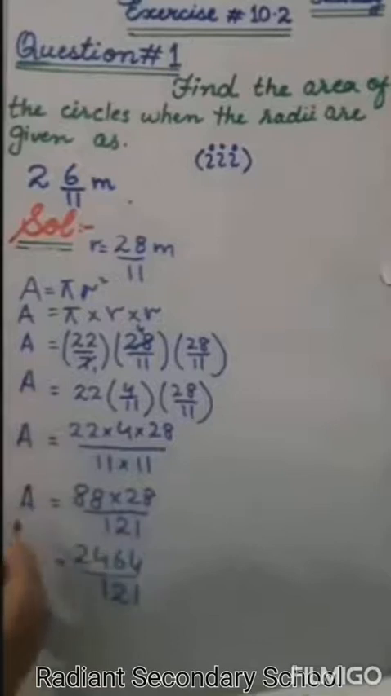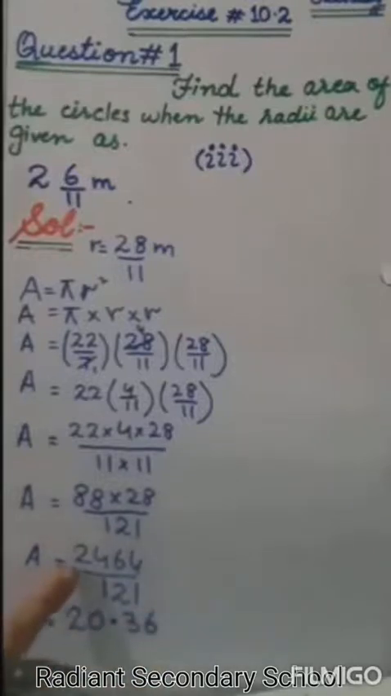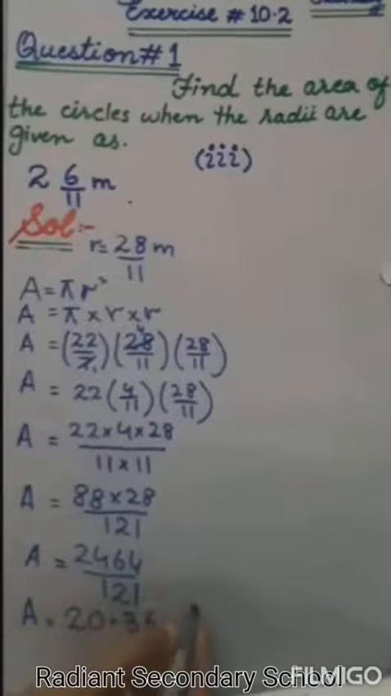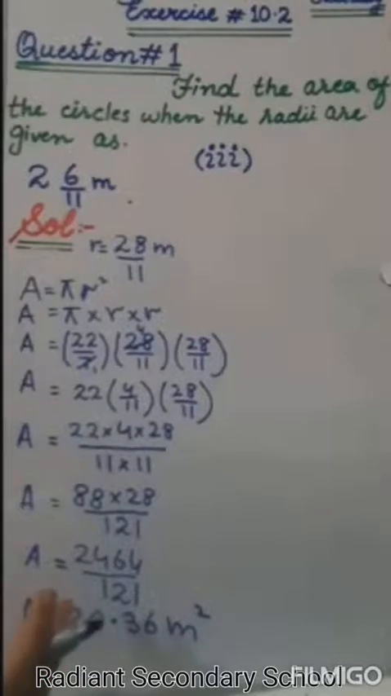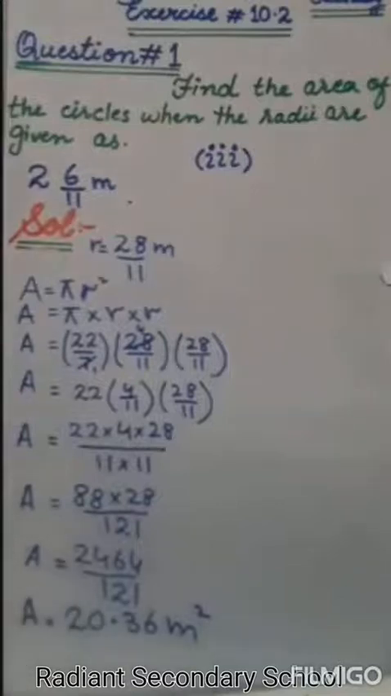So you have to write A like this. When we divide 2464 by 121, the answer is in decimal, it becomes 20.36. I have divided 2464 by 121, and the answer is 20.36, and you have to write the unit of area, meter square. That is our required area. Part number 1 and part number 2 are so simple. You have to do them by this method, and you have to do those 2 parts yourself.